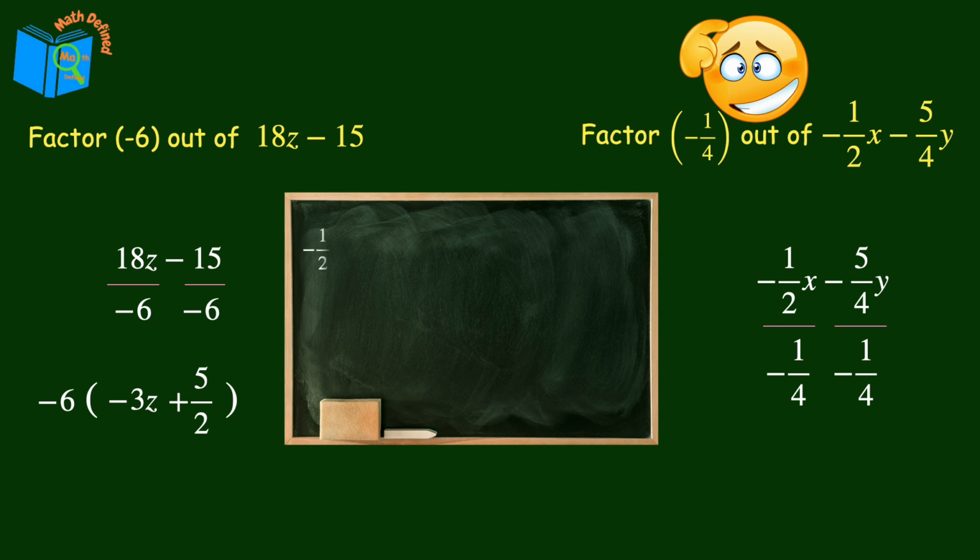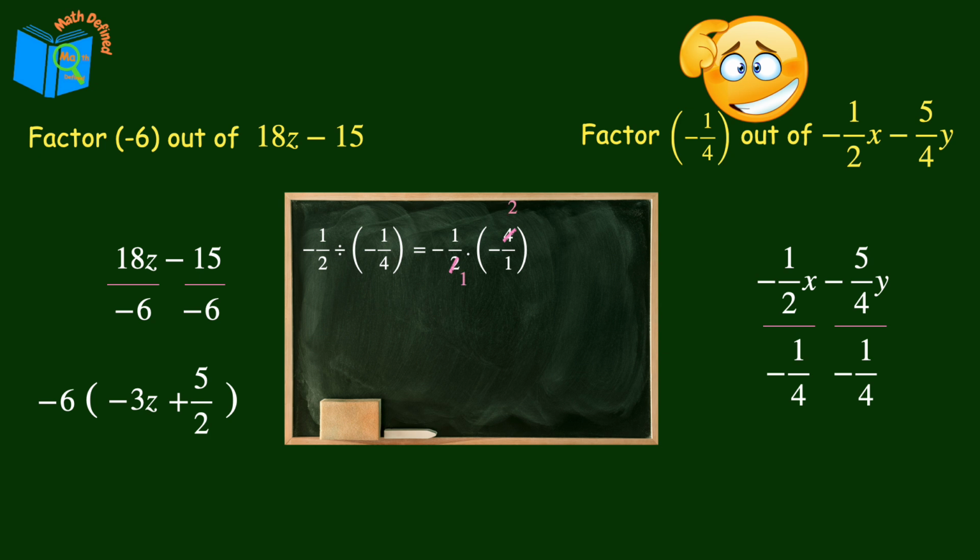We'll start with negative 1/2 x divided by negative 1/4. In order to divide this pair of fractions, we need to multiply by the reciprocal. Next, I see that I can cancel the 2 and the 4 because they share a common factor of 2. 2 divided by 2 is 1, and 4 divided by 2 is 2.